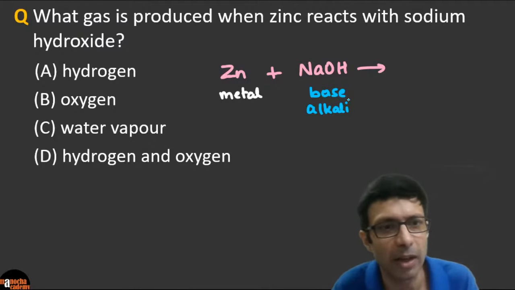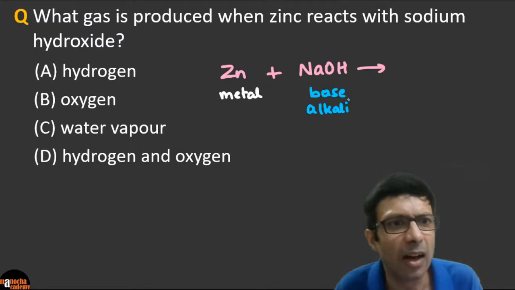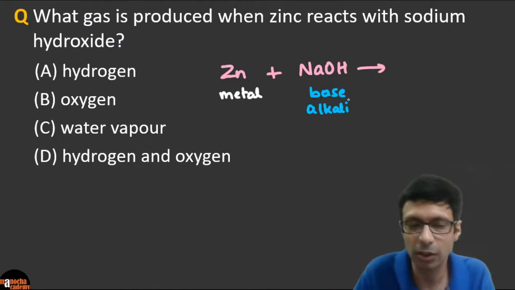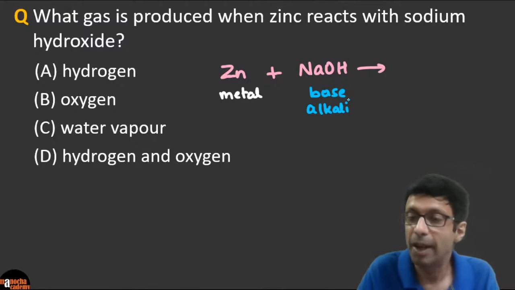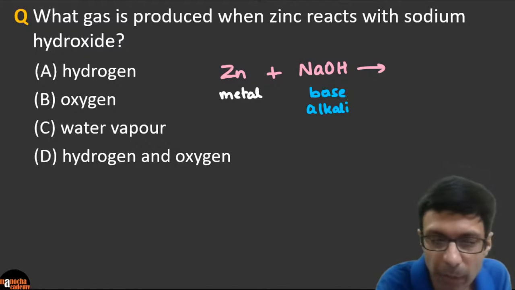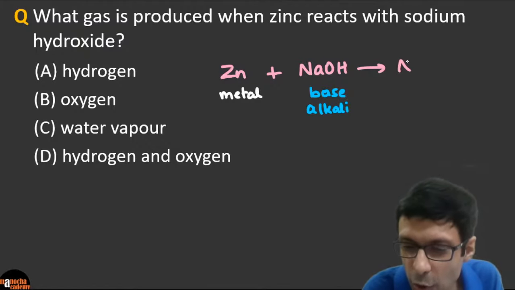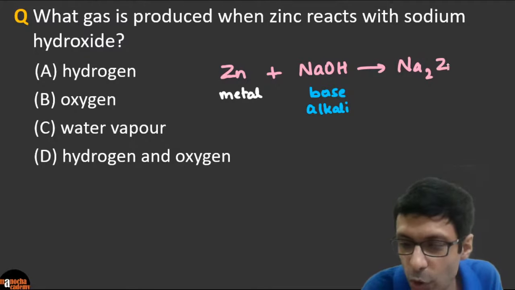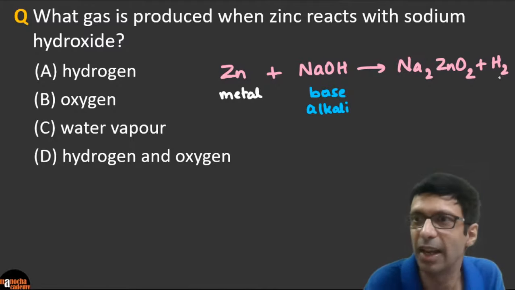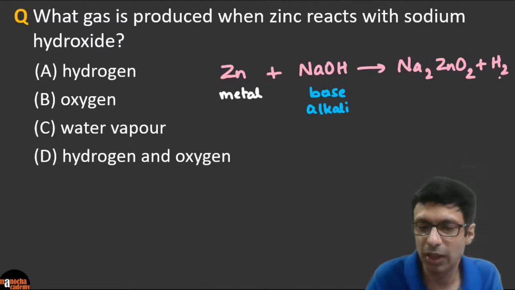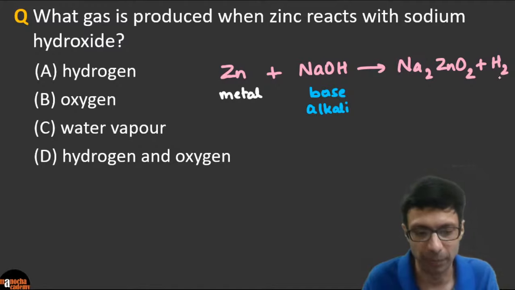So guys, come on, tell me. Excellent. I see Babita is saying A, very good. Tushar Srivastav is saying A, Manu Mohan. Excellent guys, I think you have the right answer. So let's analyze it, because a metal plus an acid gives salt and hydrogen. Same way, a metal plus a base also gives salt. Now the salt here is a little complicated. It's sodium zincate, plus we get hydrogen gas. So it's Na2ZnO2 plus hydrogen, right guys?